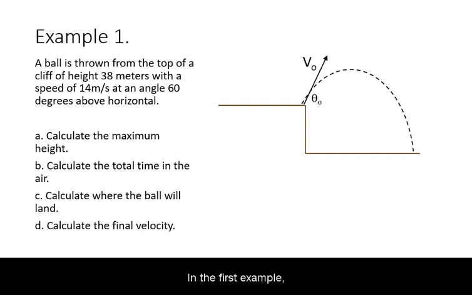In the first example, we have a ball of known initial velocity and height thrown off a cliff, and we need to know the following. What is the maximum height reached? What is the total time in the air? Where will the ball land? And what will be its final velocity?